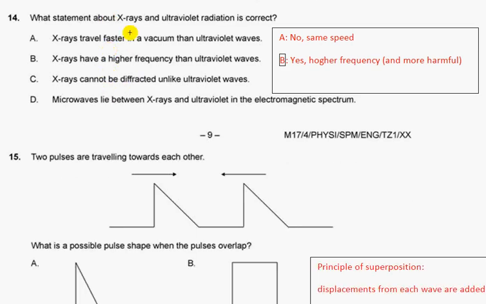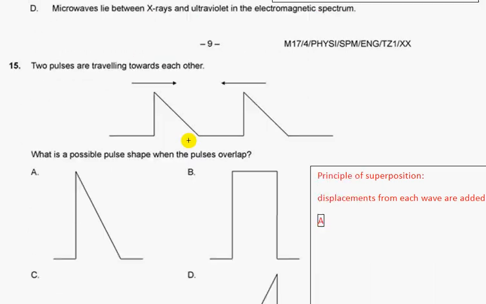What statement about X-rays and ultraviolet radiation is correct? We go one by one. A. X-rays travel faster in vacuum than ultraviolet. Wrong, they all have the same speed. B. X-rays have higher frequency than ultraviolet. Yes, it is very dangerous and high frequency. So we choose B and ignore the rest.